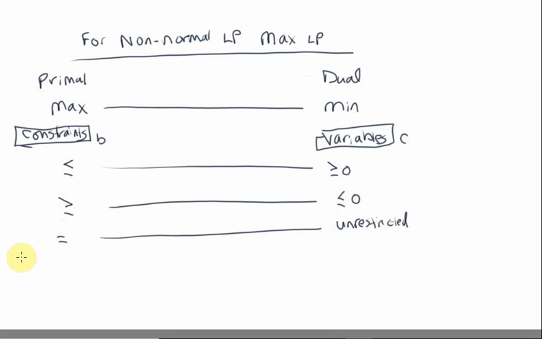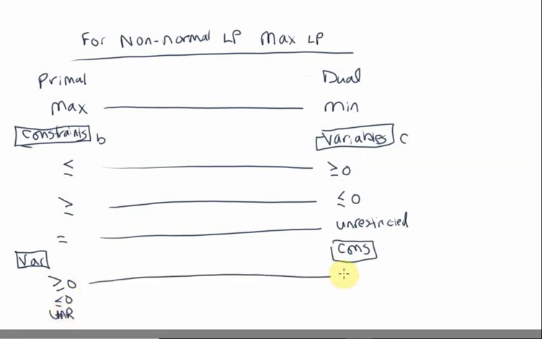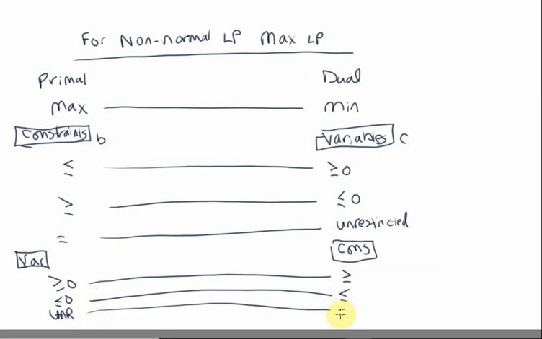Okay? So now we're going to do the same thing for variables and how they affect the constraints over here. If a variable is greater than or equal to 0, the constraint in the dual will be greater than or equal to its right-hand side. If it's less than or equal to 0, the constraint will be less than or equal to this. And if it's unrestricted, the constraint will be an equal sign constraint.